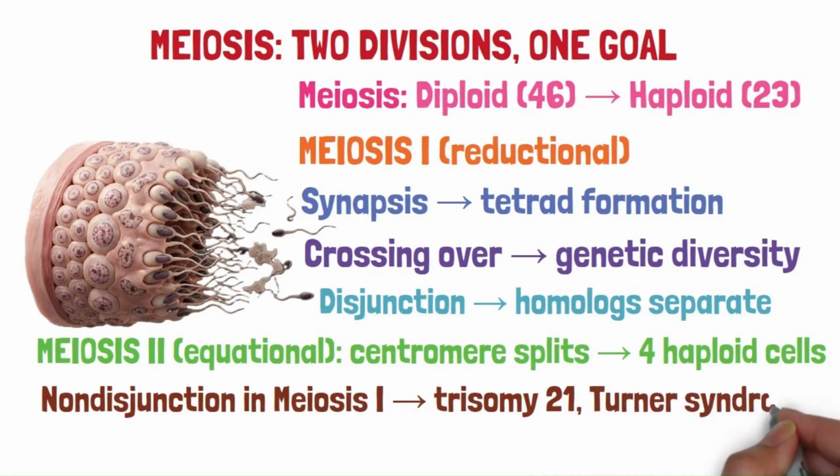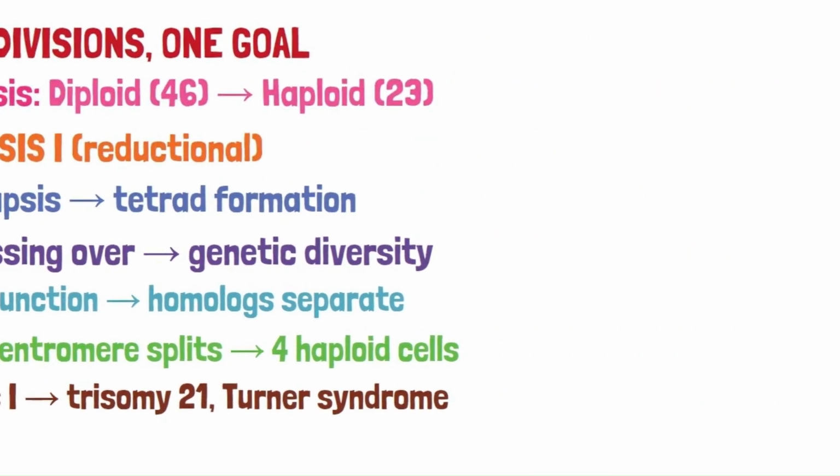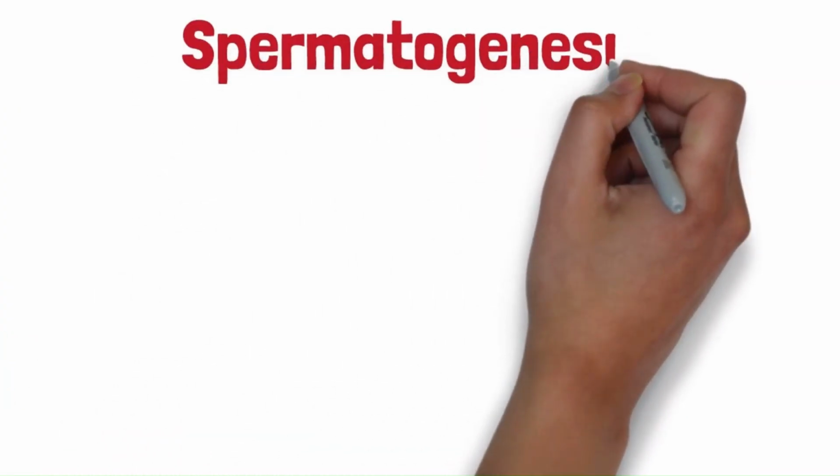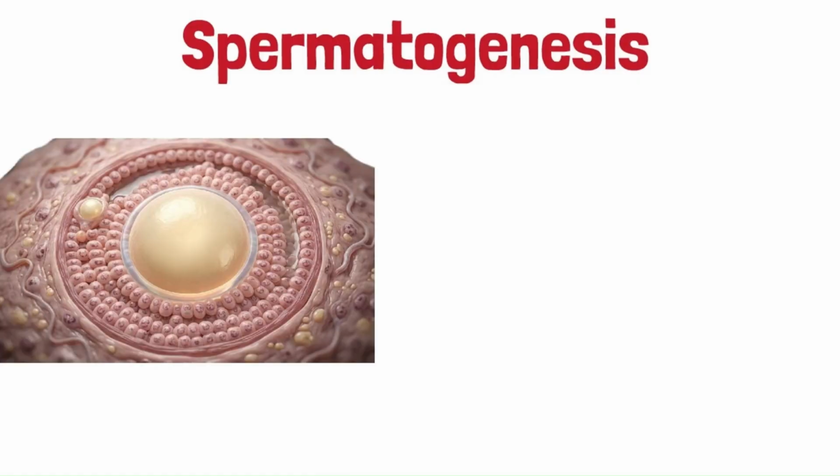Then prophase 2, no replication this time. Metaphase 2 aligns the chromosomes. Anaphase 2 splits the centromeres, and telophase 2 gives you your final haploid gametes.